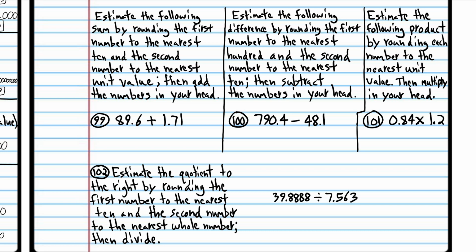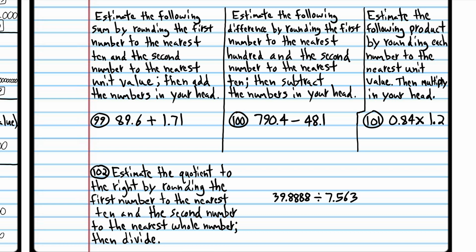So we're on to number 99. It says, estimate the following sum by rounding the first number to the nearest 10, that's this number, and the second number to the nearest unit value, that's this number. Then add the numbers in your head. So if you're confused by all that, don't worry, I'm going to explain. All right, so we're going to round this number to the nearest 10. So I'm going to let you do that. Go ahead and do that, and when you're done, we'll come back and do it together.